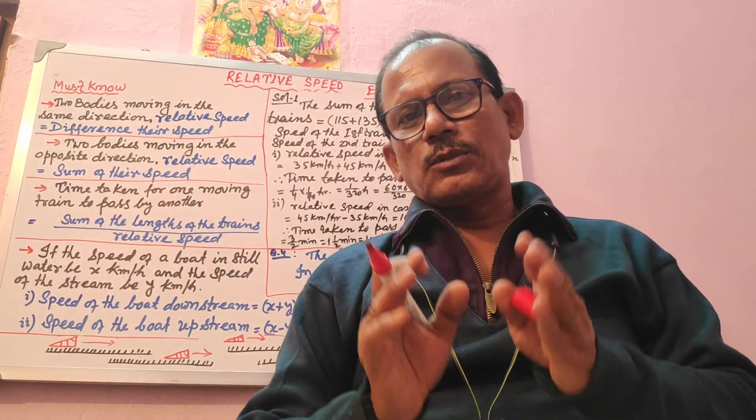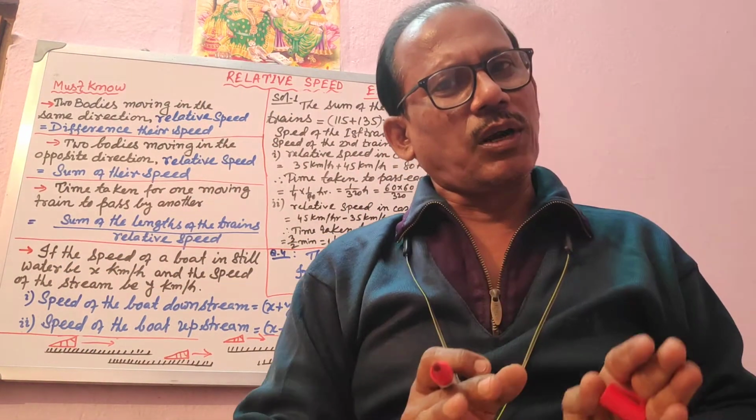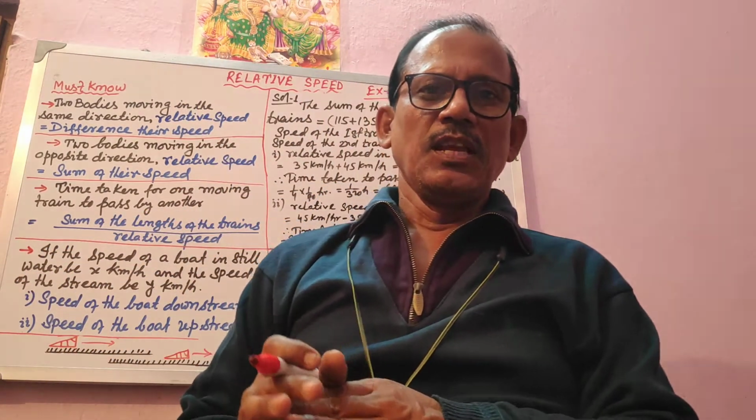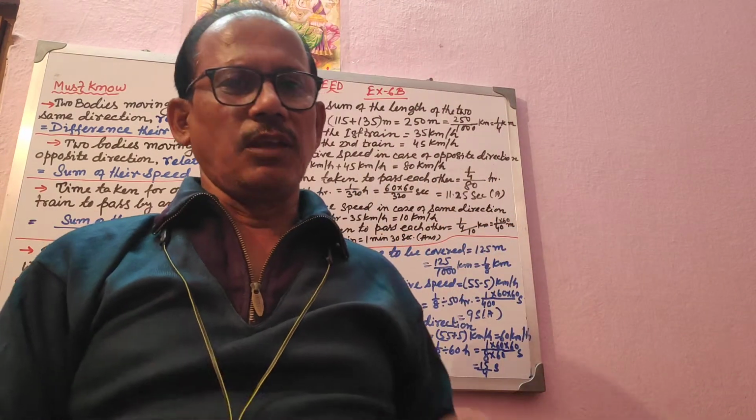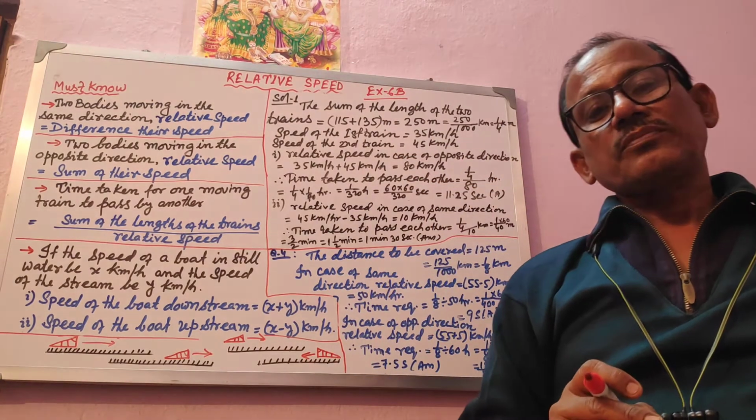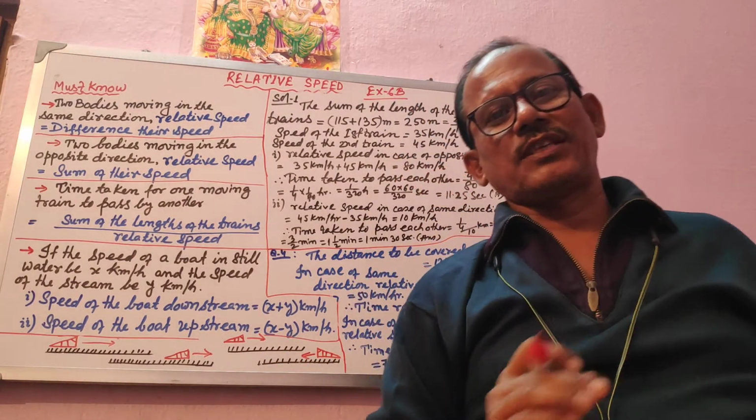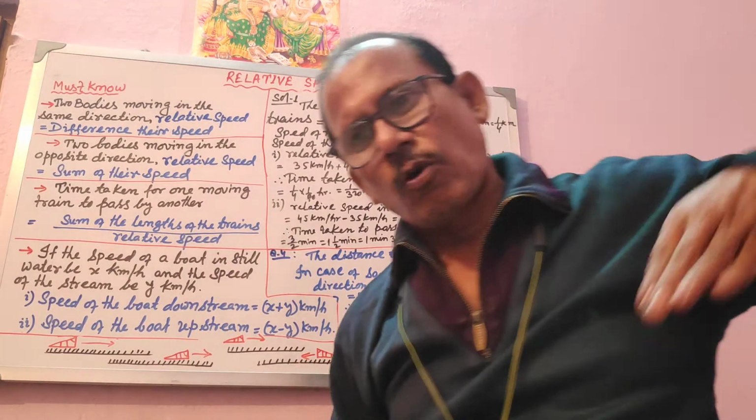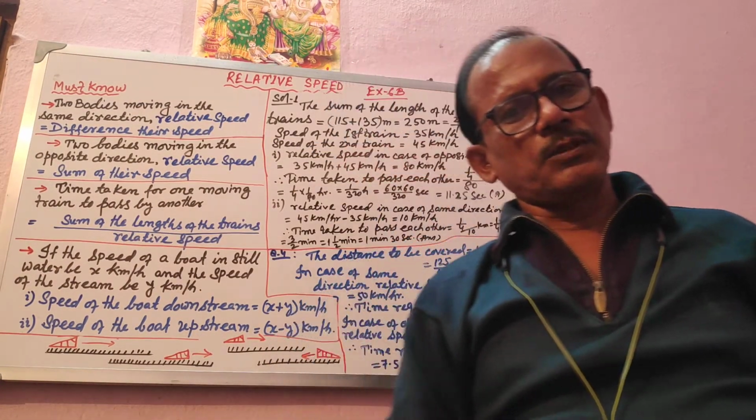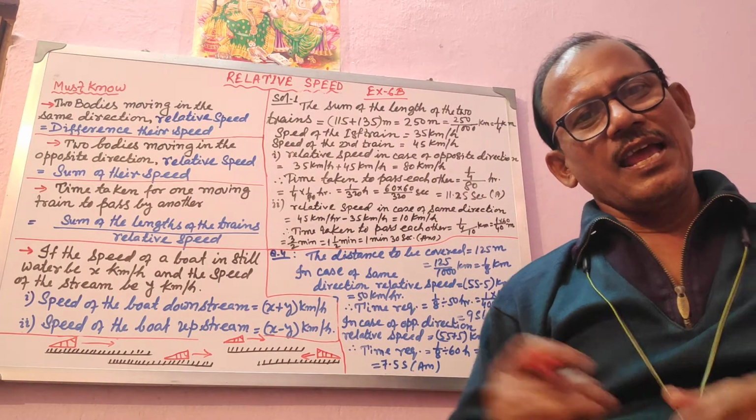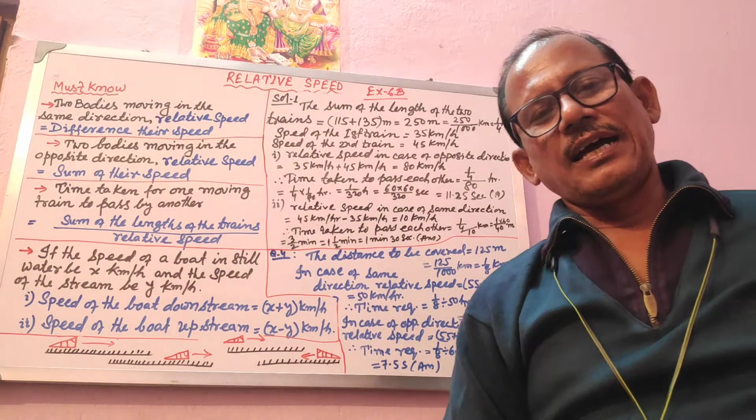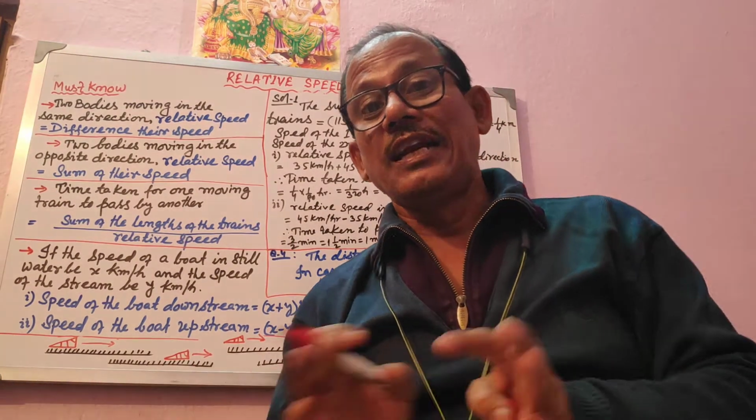See, first of all, the speed of the boat in still water will have some speed, and then the stream also will have its own speed. So it has got an upstream and downstream. You have to understand what is called upstream and what is called downstream. Upstream means moving against the stream. Downstream means moving with the stream. If you are moving with the stream, then definitely the boat speed will accelerate. And if you are moving upstream, definitely the speed of the boat will be retarded.